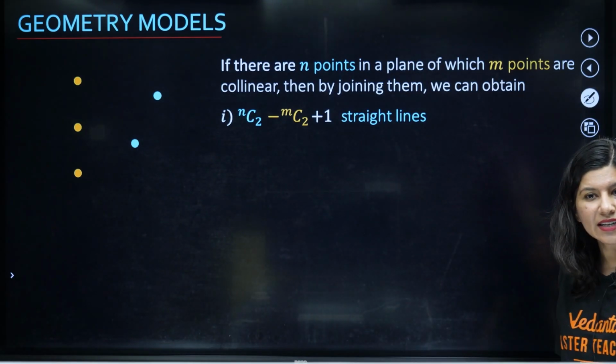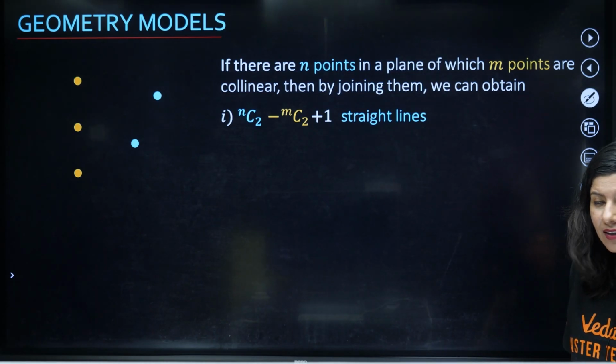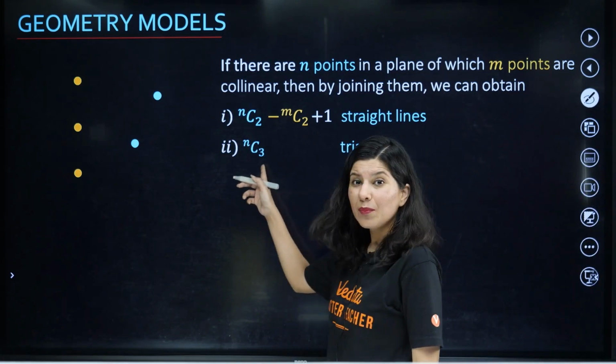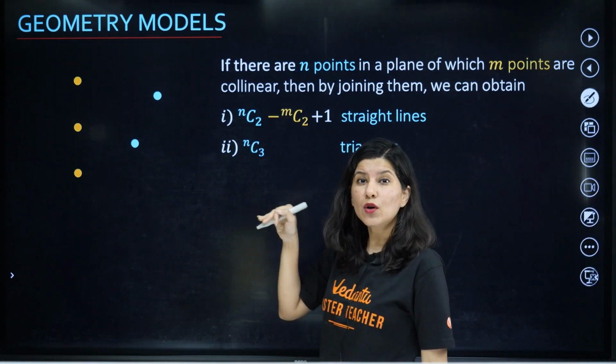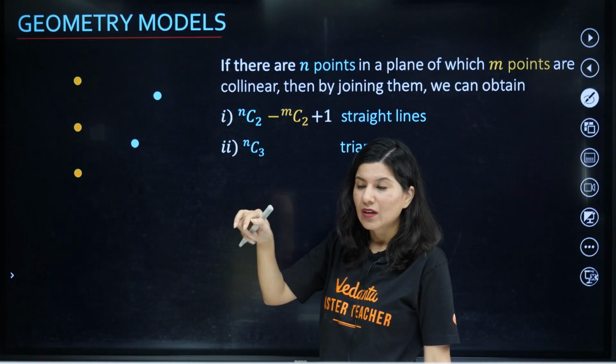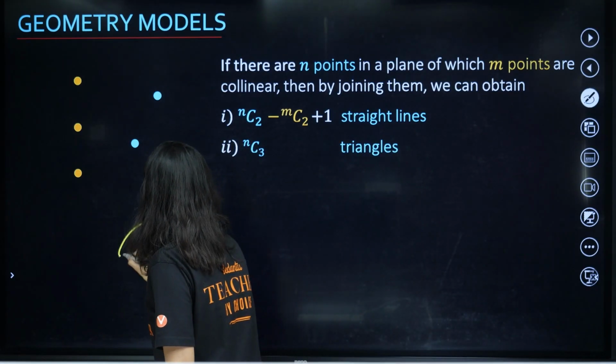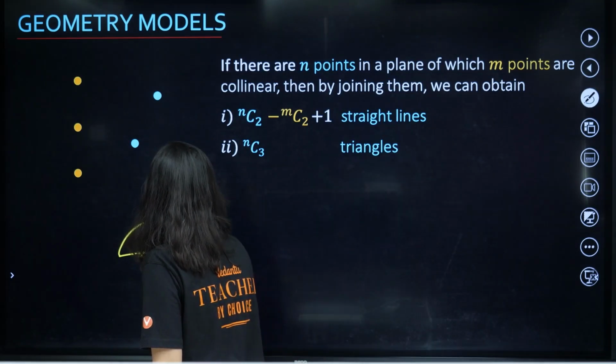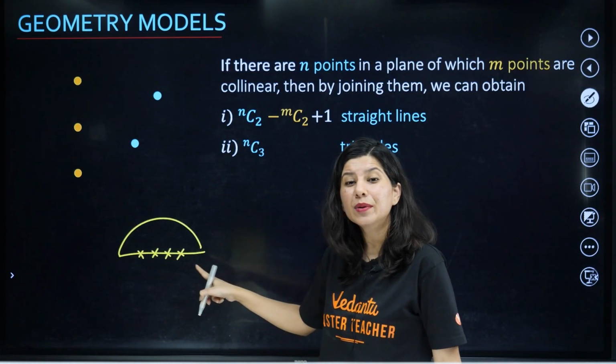Now what about triangles? Again the same thing. NC3, but using those M collinear points, you have calculated extra triangles. Okay, so tell me, using the collinear points, how many triangles will you be able to form? Tell me.